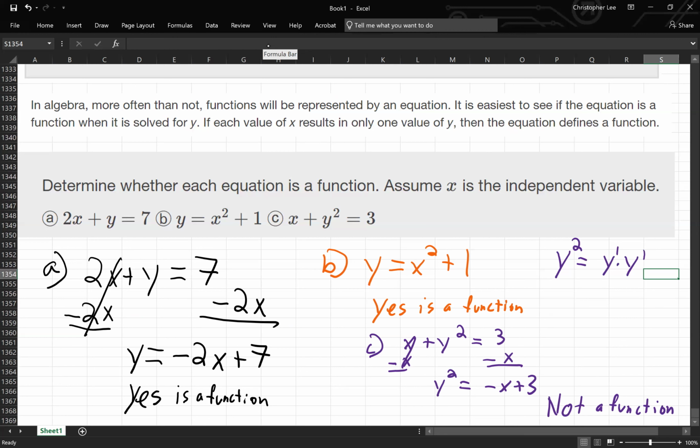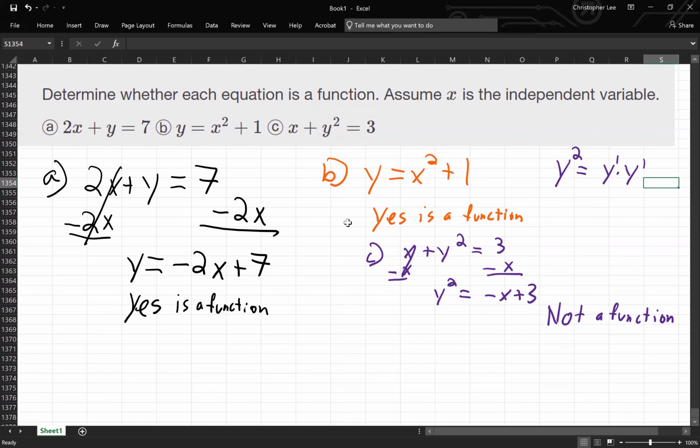But if you went y plus y, you'd simplify that to 2y, and then you divide by 2 and that's it. That's fine. But y squared is an issue. Multiplication could lead to this: y times y will give you y squared. But 2y times y squared, no, that wouldn't be it.